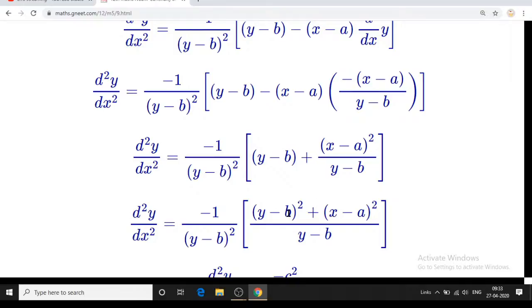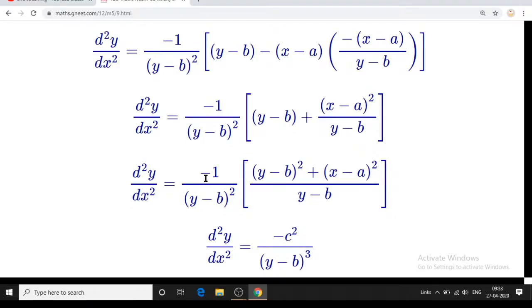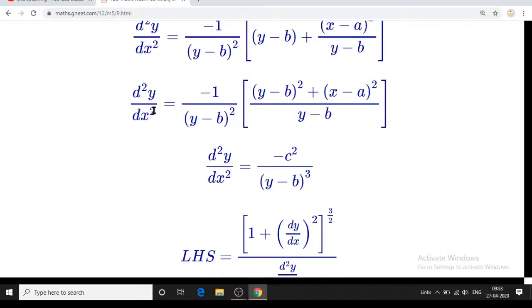Now (y minus b) the whole square plus (x minus a) the whole square is c square. So this is minus c square upon y minus b. Here it is a square, and here (y minus b) is raised to nothing, meaning 1, so we will get (y minus b) raised to 3. So we have calculated the value of dy by dx and d2y by dx square.